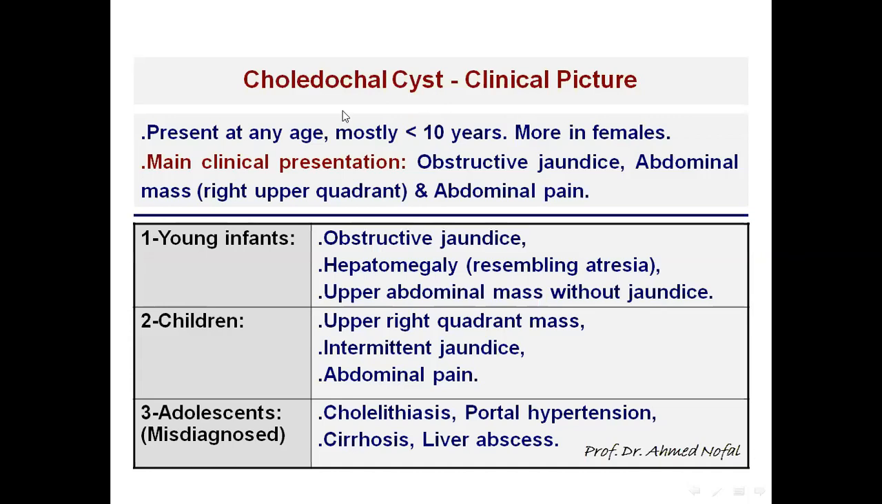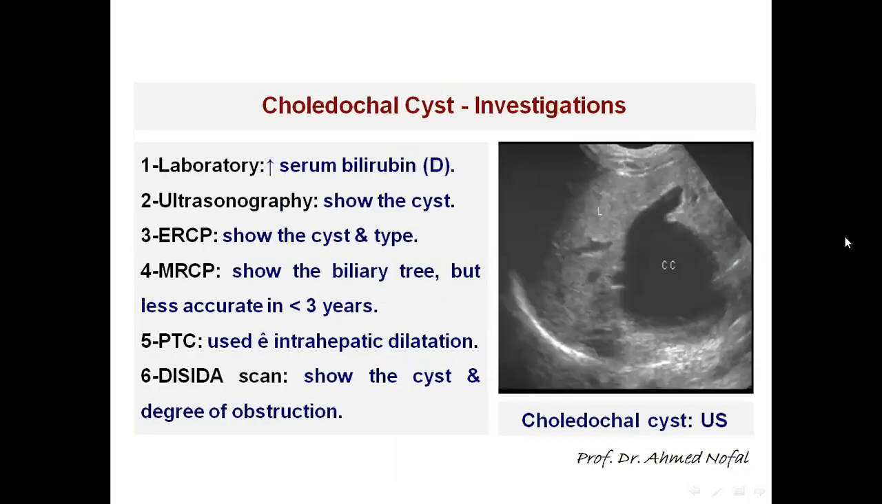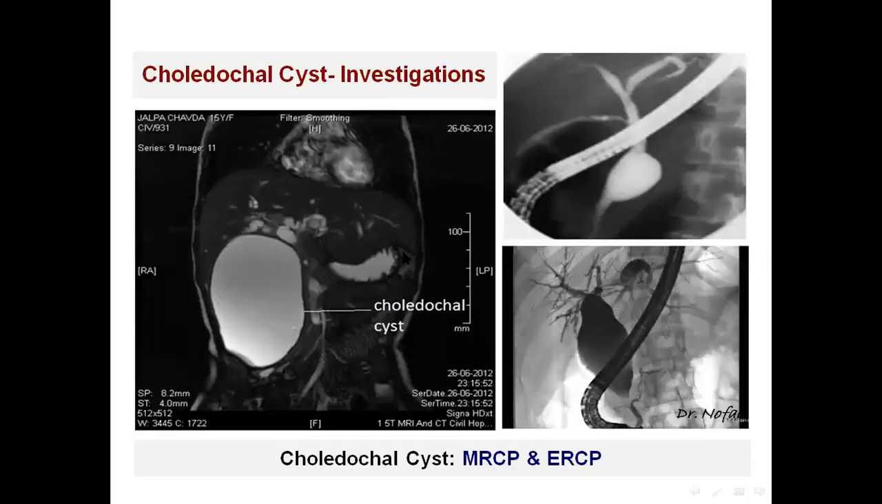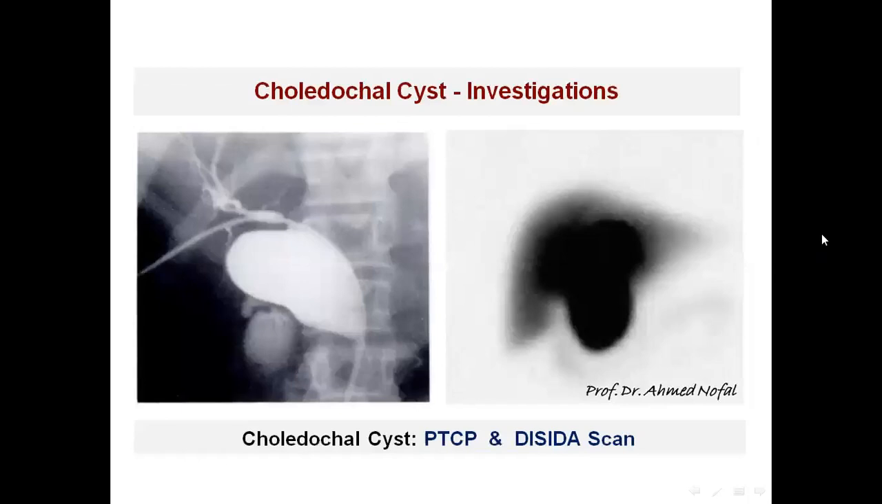Clinically, the classic presentation is by obstructive jaundice, abdominal mass, and abdominal pain. However, there is variation of the presentation according to the age of the baby. The investigation is by laboratory tests and ultrasonography, which shows the cyst, and also ERCP, MRCP, PTC, and the CT scan. This is MRCP showing the cyst. This is ERCP showing the cyst. This is PTC showing the cyst, and this is the CT scan.